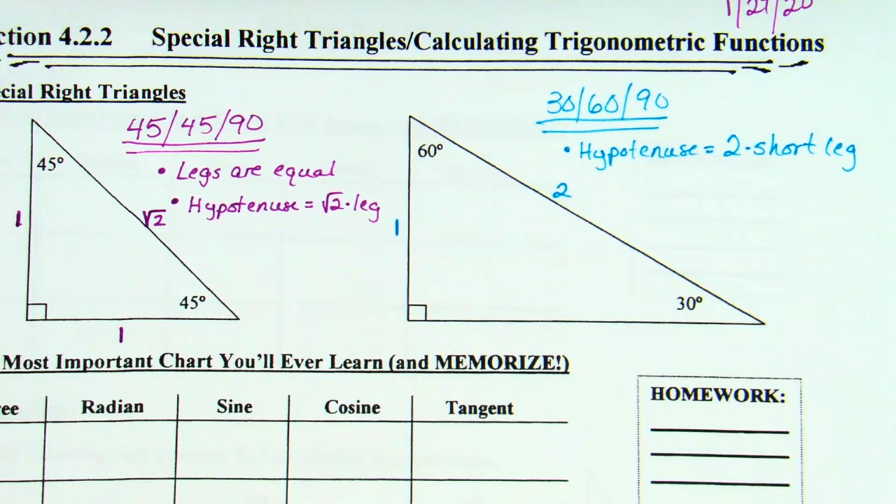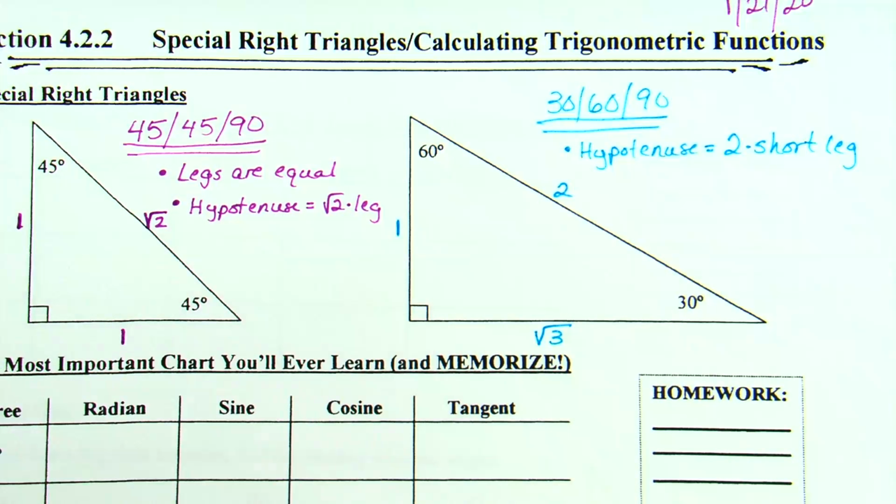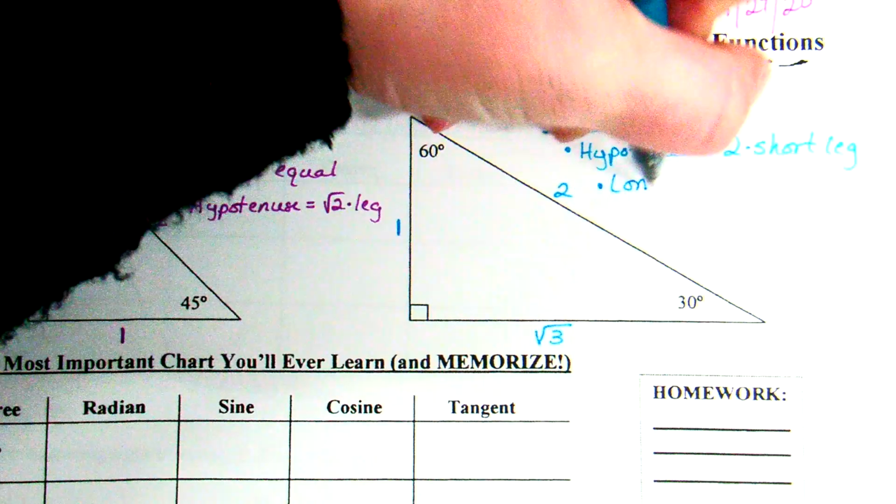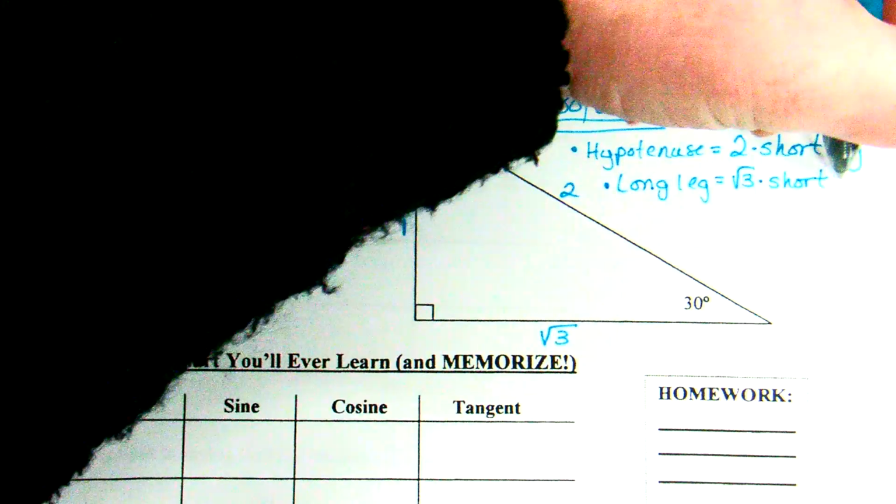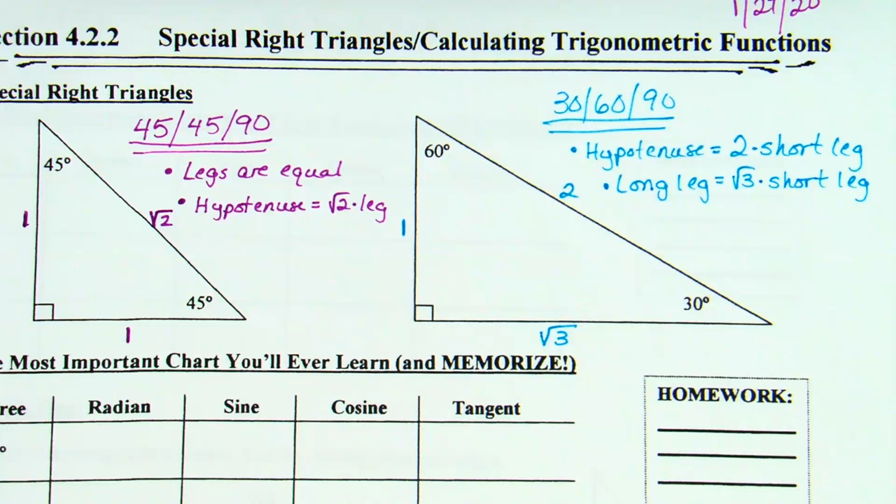And now we get hold of square root of 3. Square root of 3 goes on the bottom side here, which is what I will call the long leg. So how does my long leg relate to my short leg? My long leg is square root of 3 times the short leg. Know those triangles, guys. That's geometry. I realize it was probably 2 years ago, but know them.